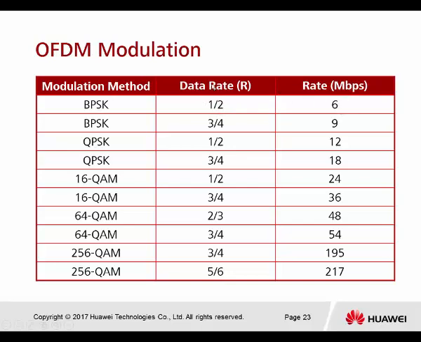If I change the data rate to 3/4, I am able to get 9 Mbps. Okay, so this is the maximum for the BPSK. For the QPSK, with half we can get 12. With 3/4 we can get 18. Then we have 16 QAM, 64, and also 256. So as you can see, the 256 is able to use 5/6 for the data rate. So that means I only require a very small rate for the data correction, and I focus on the data rate. So this is the reason why we can get 217 in 256 QAM.